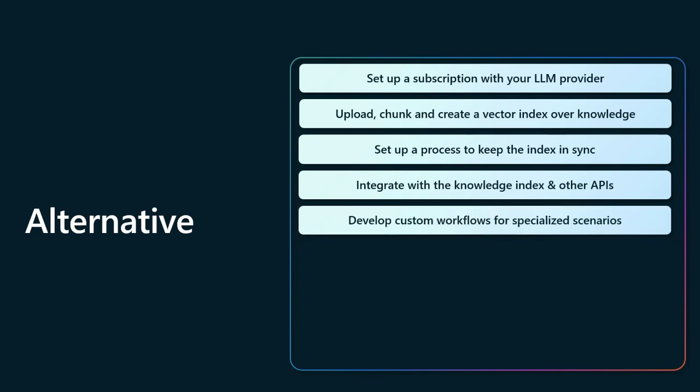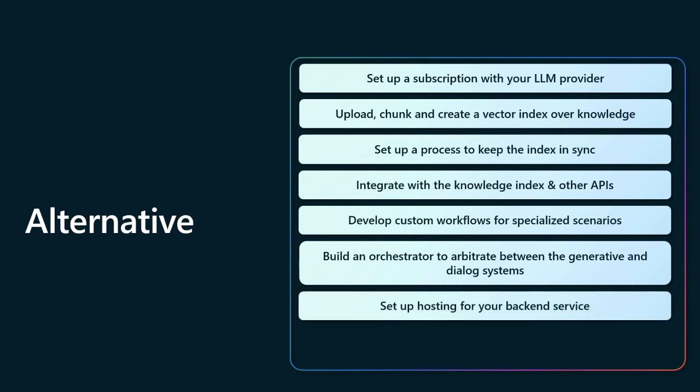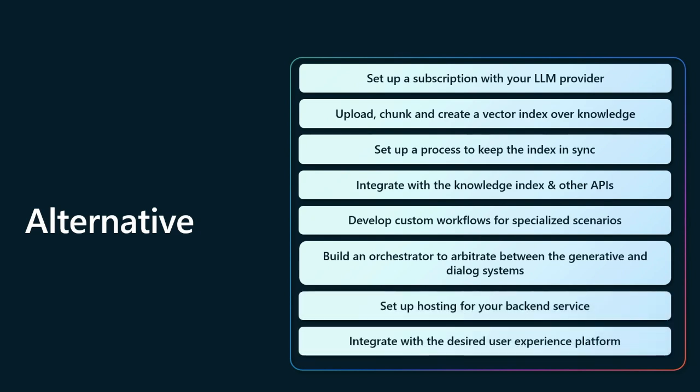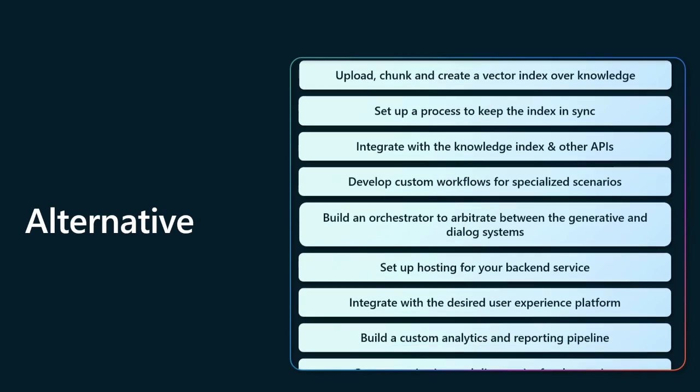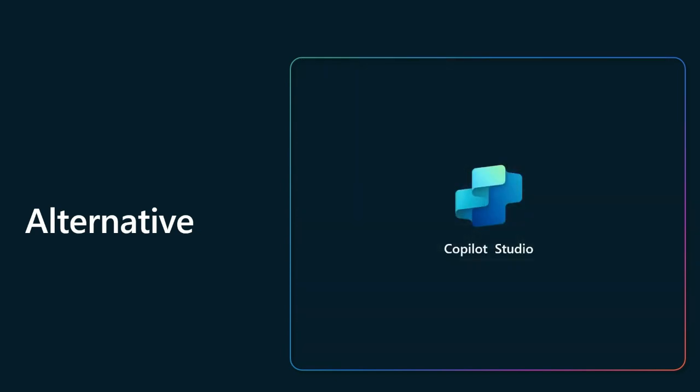You'd build some custom workflows and dialogues in another system, and then you'd train an NL model for triggering those custom workflows. And then you'd build an orchestrator to arbitrate between the generative and the dialogue systems. And then you'd host your generative model and services. And then you'd build custom connections to all of your backends. And then you'd build a custom analytics and reporting pipeline, and more and more. Or you could use Copilot Studio and be up and running in minutes, not months.